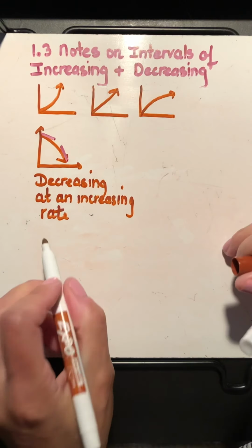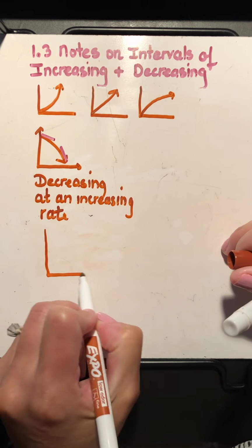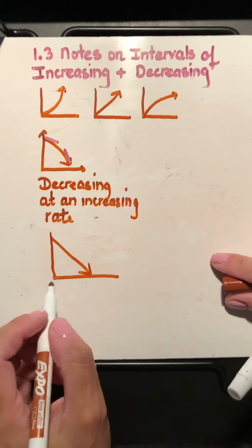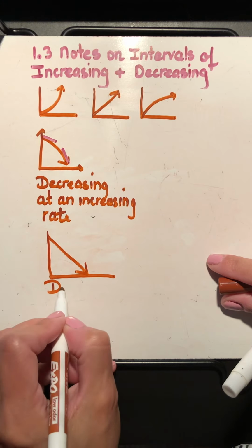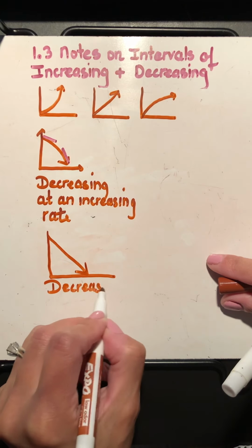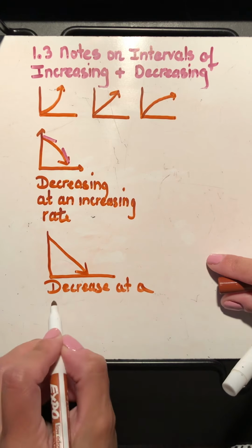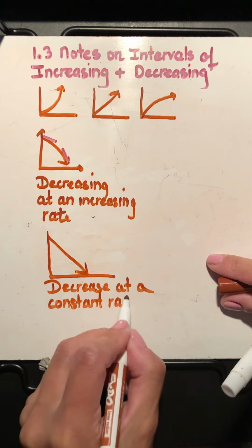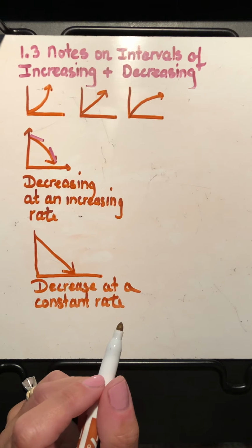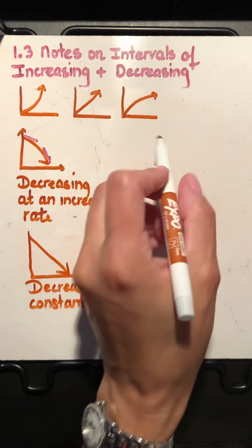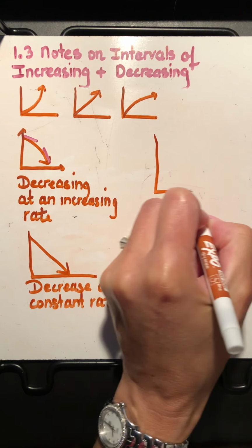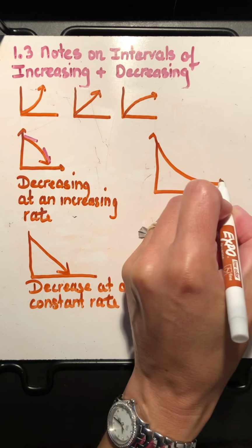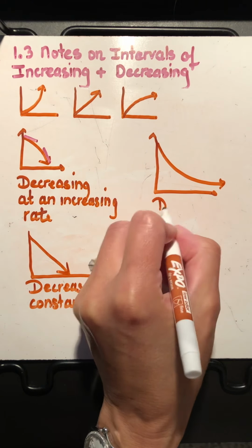Now, I could also decrease at a constant rate, okay? I could have a linear function here. So decrease at a constant rate. And our final scenario, which you may have figured out at this point, is I could decrease at a decreasing rate.